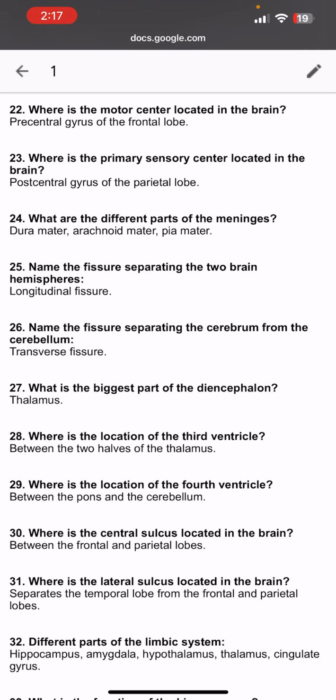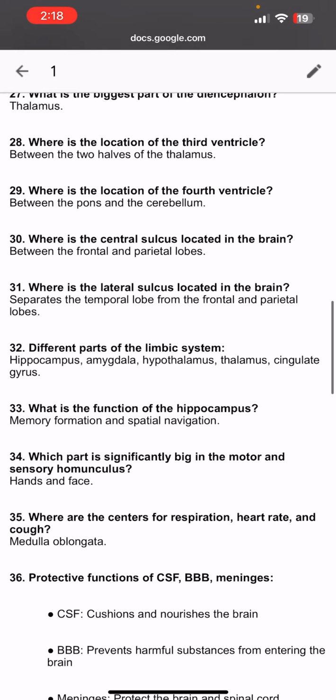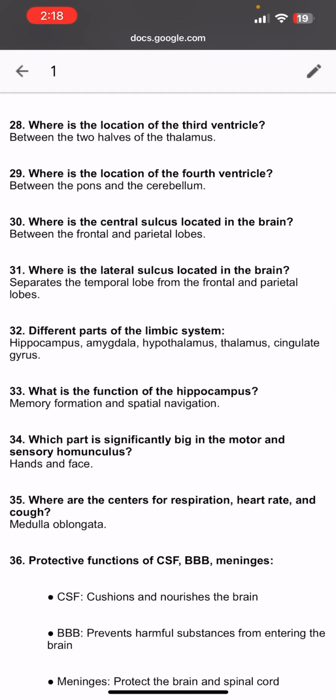Where is the location of the third ventricle? Between the two halves of the hypothalamus. Where is the location of the fourth ventricle? Between the pons and the cerebellum. Where is the central sulcus located in the brain? Between the frontal and parietal lobes. Where is the lateral sulcus located in the brain? It separates the temporal lobe from the frontal and parietal lobes.